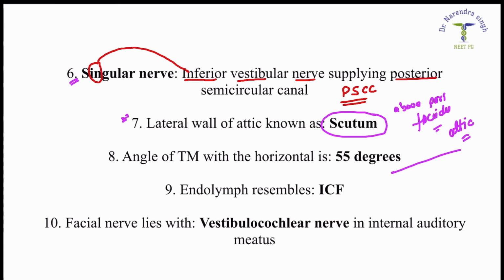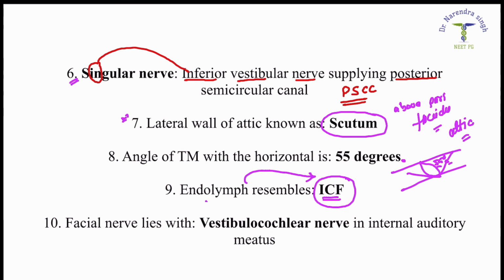The angle of TM with the horizontal is 55 degrees. The TM is not in a direct line with the horizontal, it forms an angle of 55 degrees with the horizontal. So the angle of TM with the horizontal is 55 degrees. Endolymph resembles intracellular fluid. The composition of endolymph is more similar to intracellular fluid as compared to extracellular fluid.